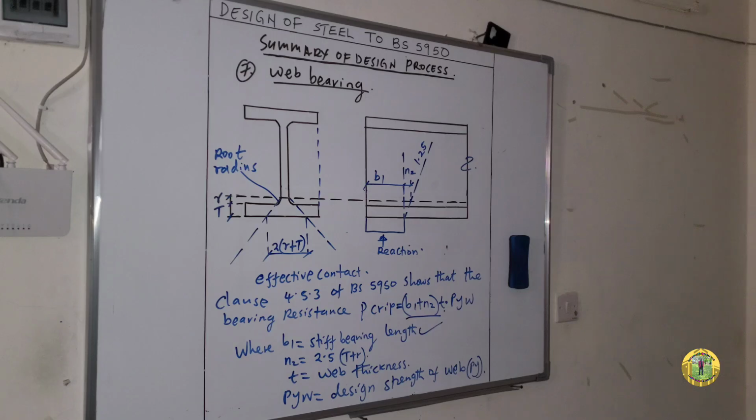So stay tuned for more examples from design of steel to BS 5950. In my next session, I will start tackling examples. I will begin with example number 1 as we proceed forward. So let's meet in my next session.